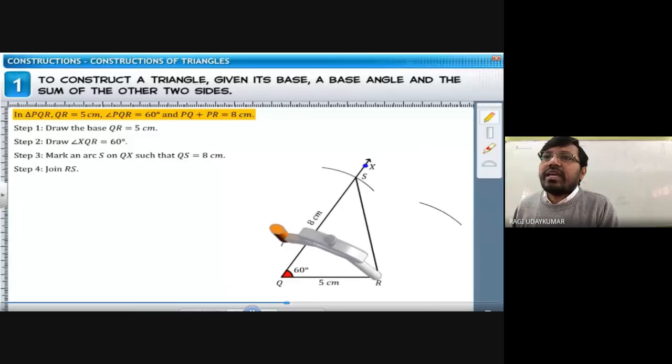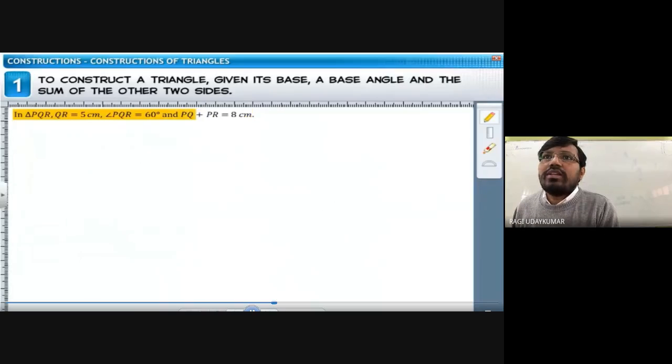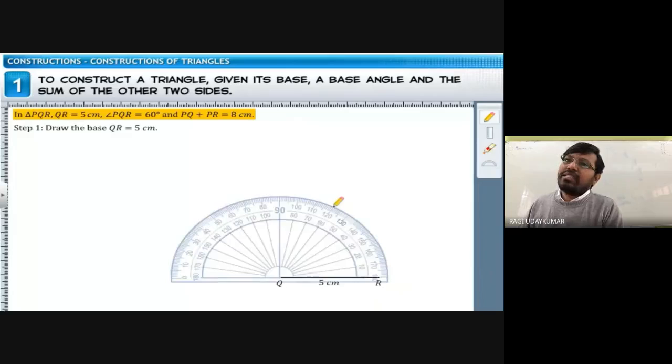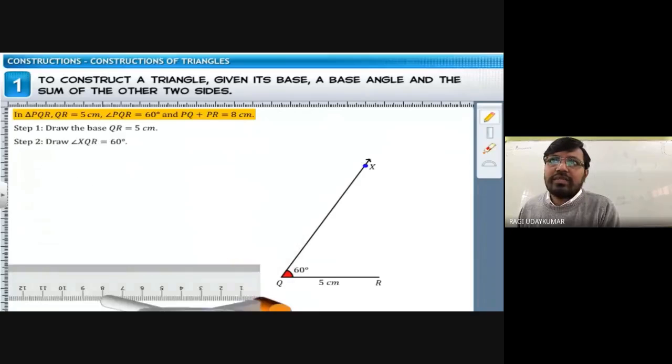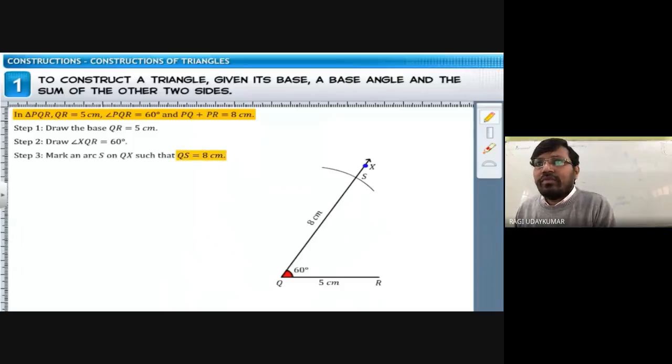See here, first what you have to do is draw the line segment QR first. That is the base, whatever is given to you. And at QR there is an angle, the base angle, that is PQR. That PQR you need to draw. Name it as a ray, which makes an angle of 60 degrees with QR. One ray. And you mark S, a point on the ray such that its length is the total sum given. Now join S and R.